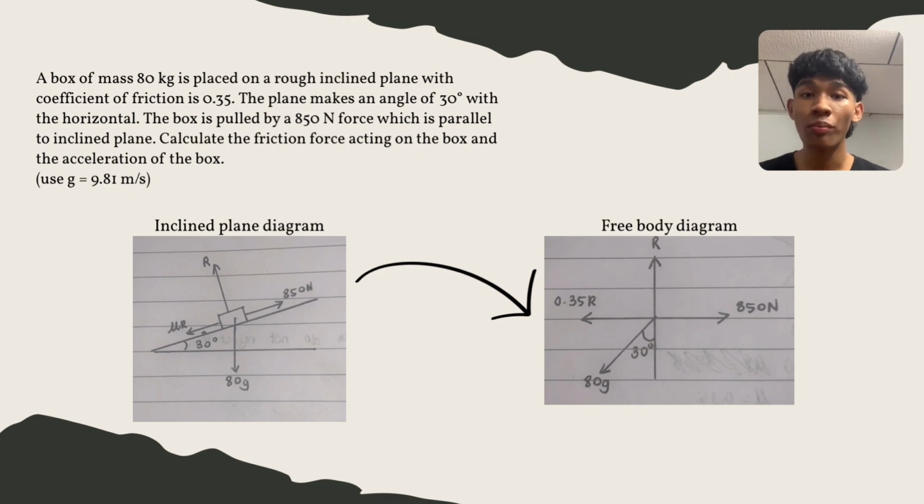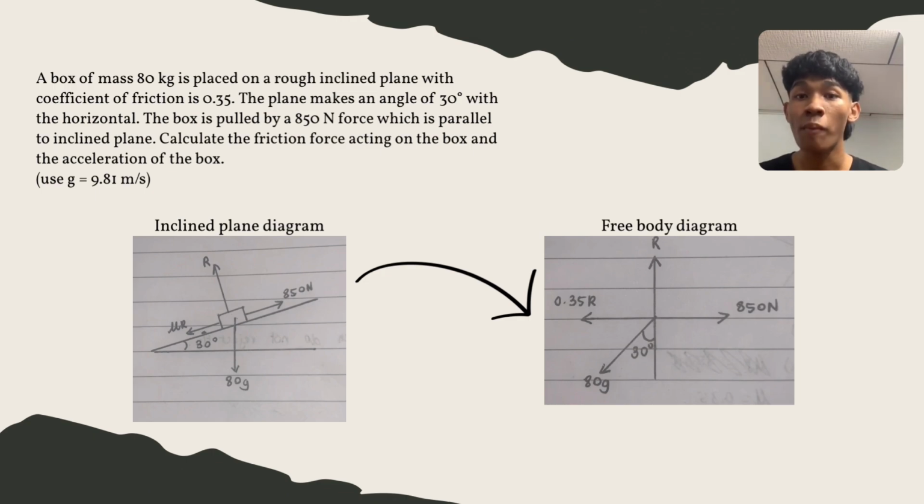A box of mass 18 kg is placed on a rough inclined plane with a coefficient of friction of 0.35. The plane makes an angle of 30 degrees with the horizontal. The box is pulled by an 850 Newton force which is parallel to the inclined plane. So, calculate the frictional force acting on the box and the acceleration of the box. Use g equal to 9.81 meters per second squared.